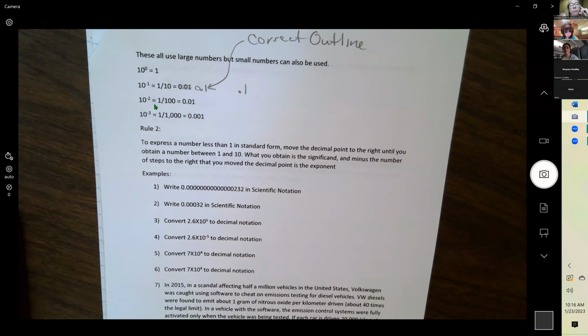A -2 is 1/100 or 0.01. So notice that it's not counting the zeros now, it's counting the places. This is 2 places when it's a 2, 1 place when it's a 1. If you want to count the 0 in front, then you could count zeros. Technically, the 0 in front doesn't need to be there though. 10 to the -3 then is 0.001. Any questions on that?